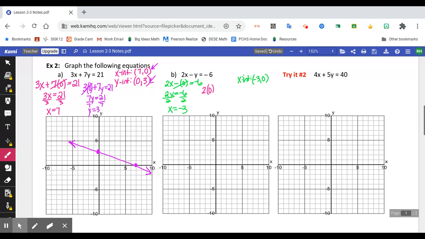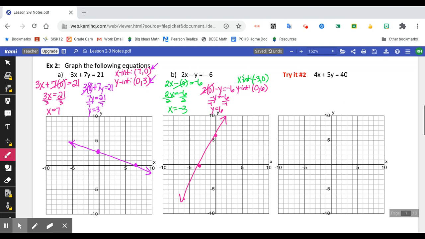2 times 0, plug in 0 for x, minus y equals negative 6. This is gone, so I have negative y equals negative 6. Divide by negative 1, and y equals positive 6. So my y-intercept is 0, 6. Let's graph it. X-intercept is -3, so I'm going to go to -3 on the x. Y is 6, so I'm going to go up to 6 on the y, and then connect your points with a line.